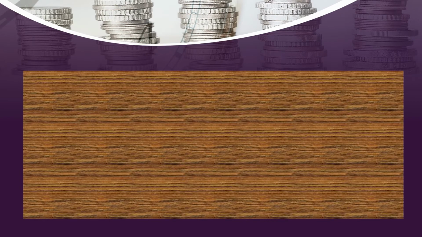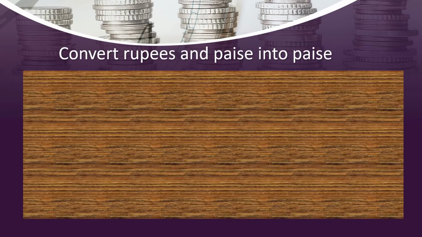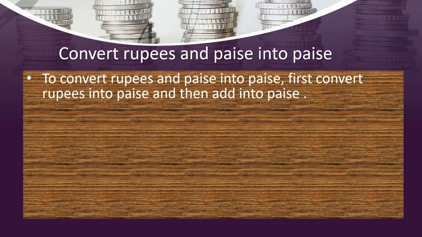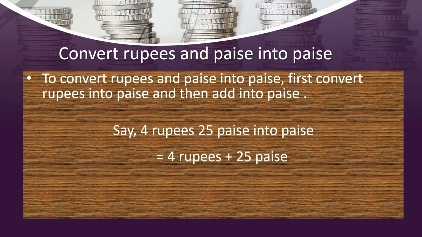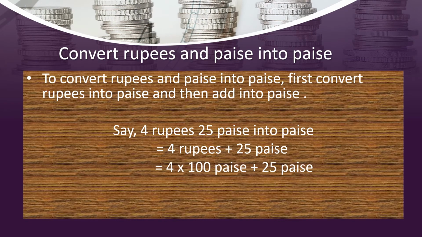Now, students will be seeing the conversion of rupees and paise into paise. To convert rupees and paise into paise, you need to first convert rupees into paise and then add the given paise. To understand this better, let's take an example. Say 4 rupees 25 paise has to be converted into paise. This can be written as 4 rupees plus 25 paise. Then this is equal to 4 multiplied by 100 paise plus 25 paise.